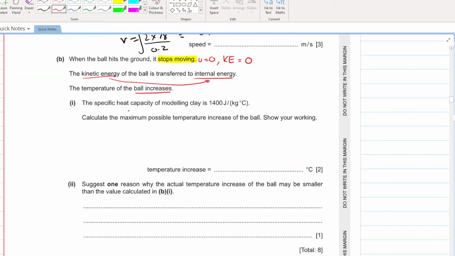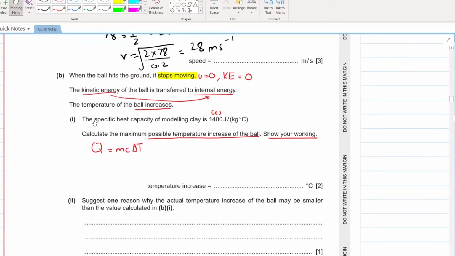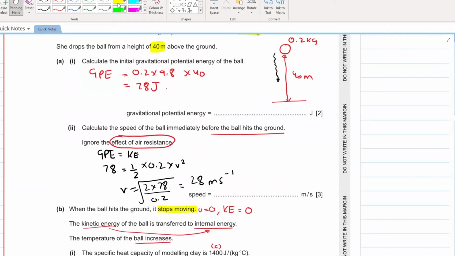Just keep on listening to what is happening. The specific heat capacity, that is a small c, of the molding clay is 1400. Calculate the maximum possible temperature increase of the ball. Show your working. Which formula will we apply here? We will say Q is equal to mc delta T. What is Q? Q is the initial energy, that is 78.